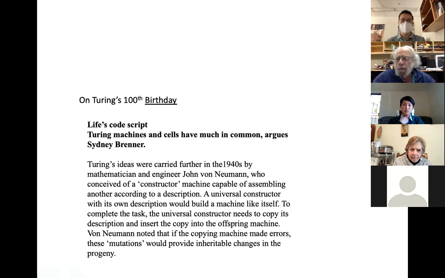On Turing's 100th birthday, Sidney Brenner, who I consider the greatest molecular biologist of the 21st century for sure, wrote a paper in Nature called Life's Code Script. Turing machines and cells have much in common, argues Sidney Brenner. Turing's ideas were carried further in the 1940s by mathematician and engineer John von Neumann, who conceived of a constructed machine capable of assembling another according to a description. A universal constructor with its own description would build a machine like itself. To complete the task, the universal constructor needs to copy its description and insert the copy into the offspring machine. Von Neumann noted that if the copying machine made errors, these mutations would provide inevitable changes in the progeny.